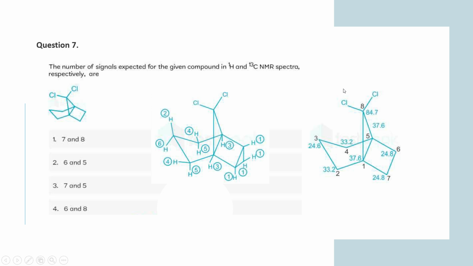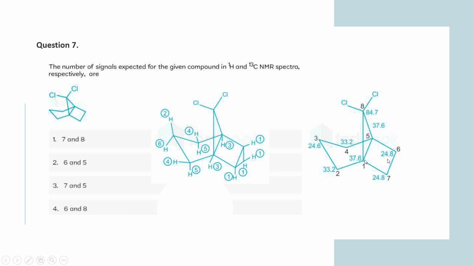Now let us count the number of signals for 13C. In case of 13C, let us count the number of different types of carbon atoms present. The numbering has started from this carbon. This is first, and due to symmetry 1 and 5 will be the same. 1 and 5 are in exactly the same electronic and chemical environment, so they will lead to only one signal. Then 7 and 6 will also give only one signal due to symmetry.